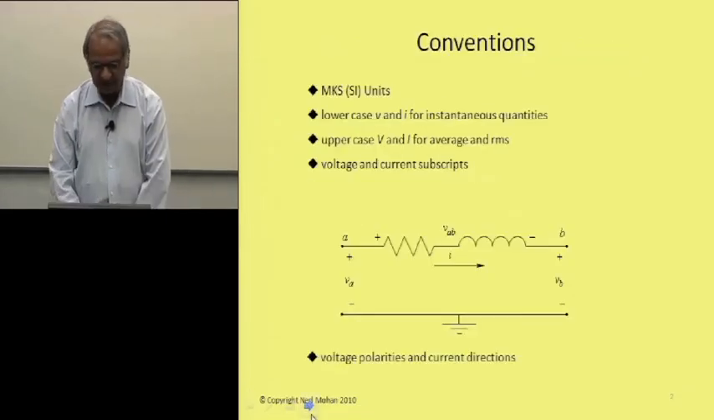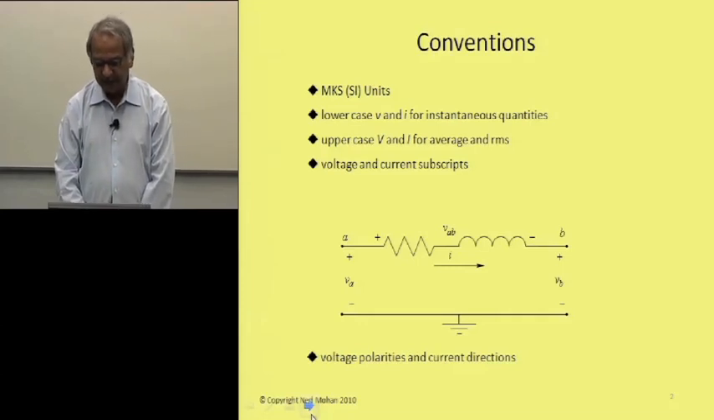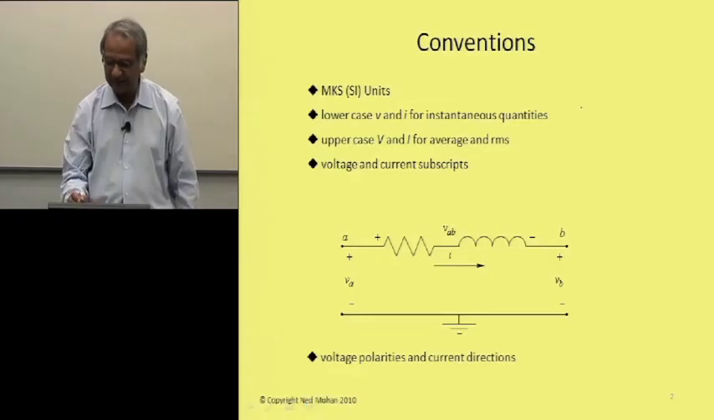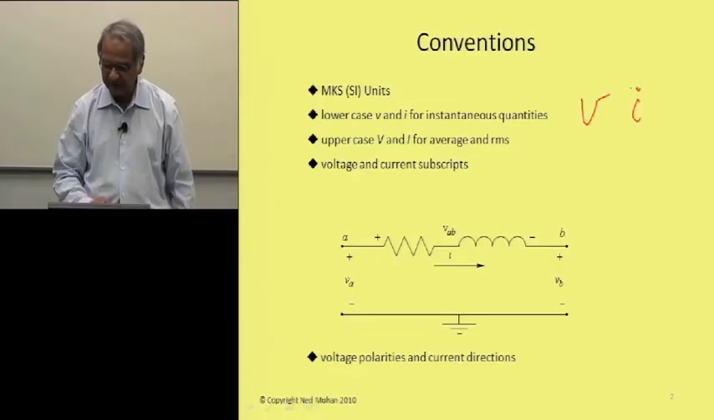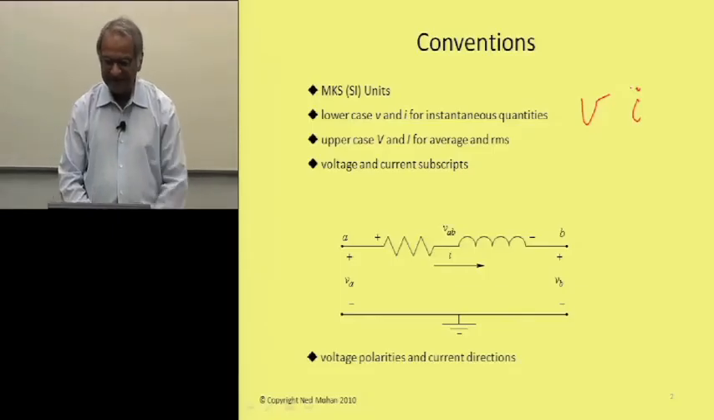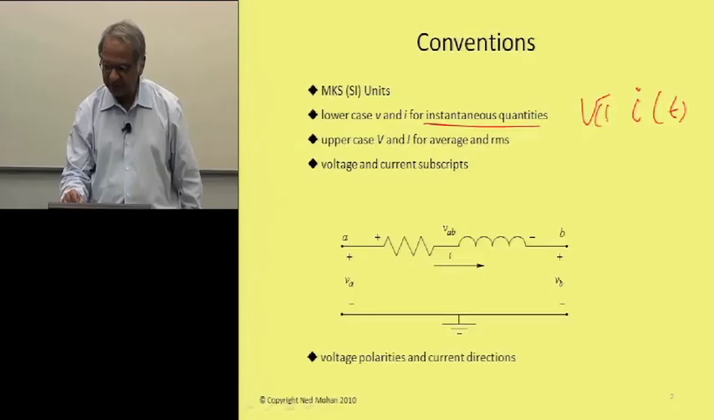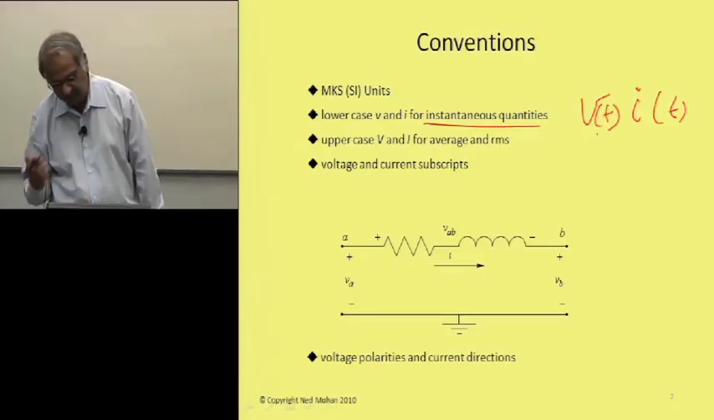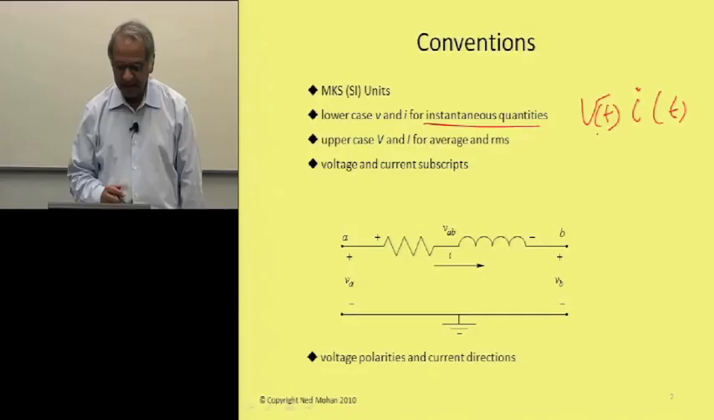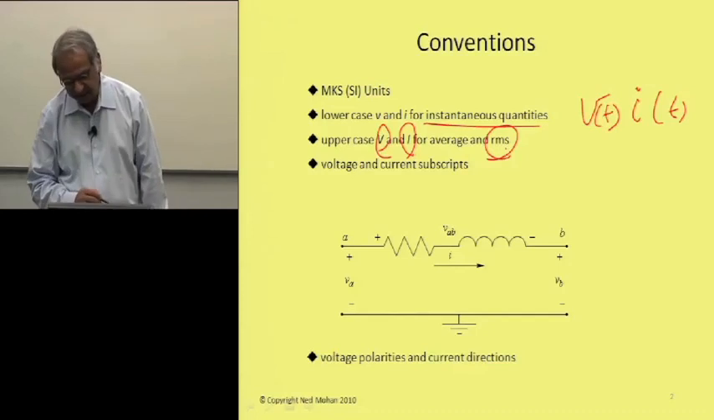So let's start with convention and symbols. We will use so-called MKS units, and we will make use of lowercase letters like voltage and current designated by these lowercase symbols for instantaneous quantities when they are functions of time. So even though we may not show explicitly that they are functions of time, they are functions of time. And then we'll use uppercase letters for average and, in the AC case, RMS values.